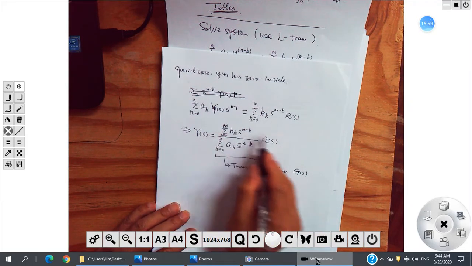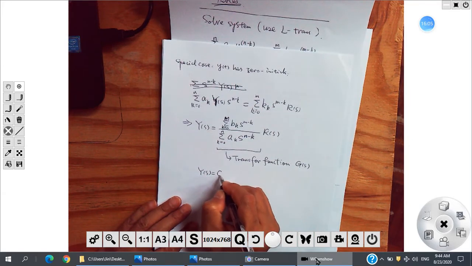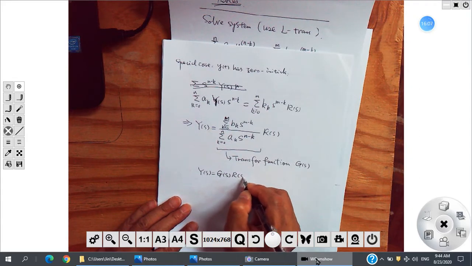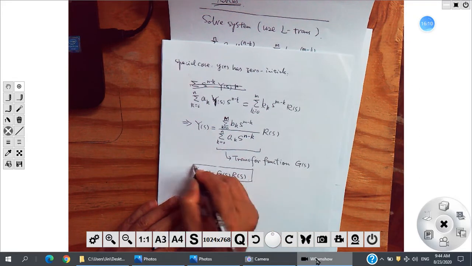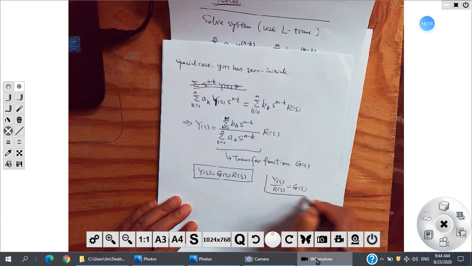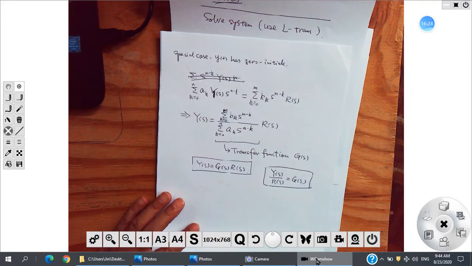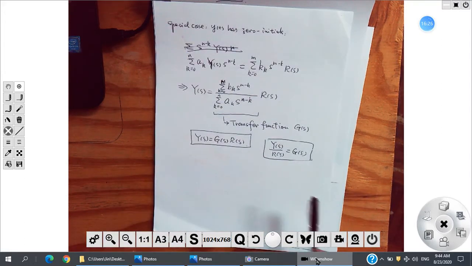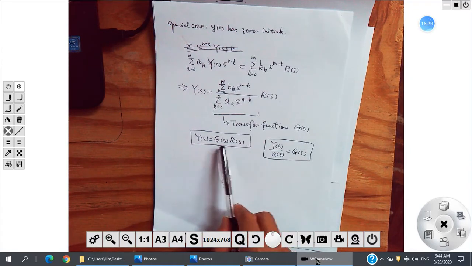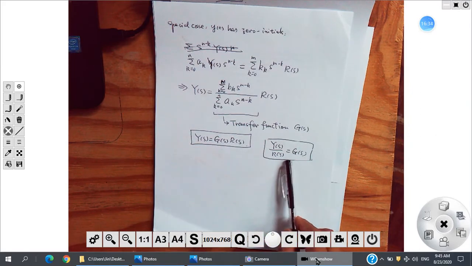And then this one we can rewrite as Y of s equal to G of s times R of s. So we have this one. Sometimes people also want to write it in this way. Same thing, right? But when you want to apply them, it's a little bit different. In the first one, suppose G is given and R is given, you can find Y. And in the second one, if you know Y and you know R, you can find G.